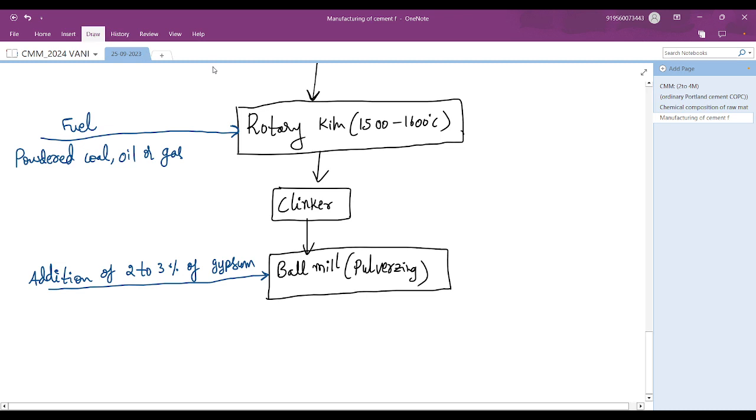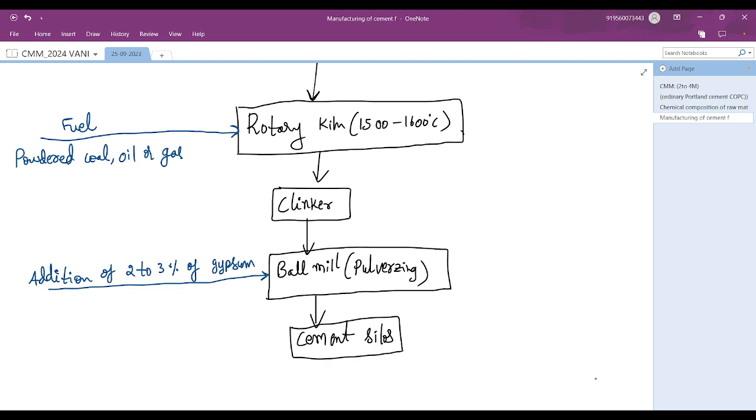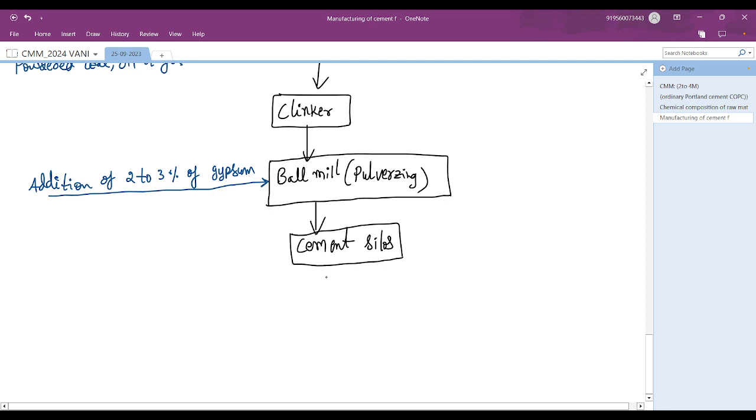After grinding and breaking, we get cement, which is taken into the silos, and this cement in the silos is taken to the packing plant, where it is dispatched. So this is the schematic flowchart for wet process.